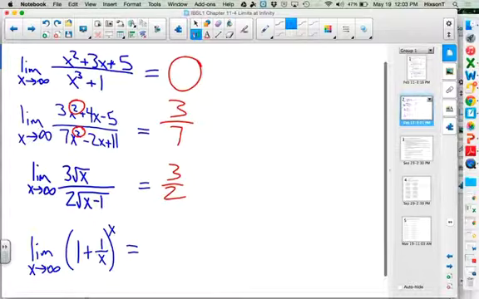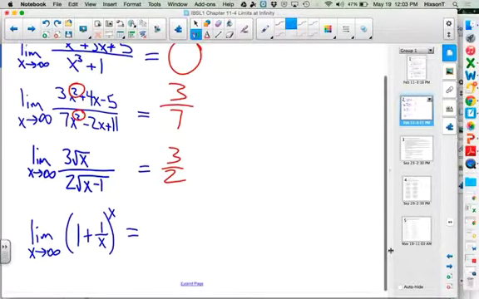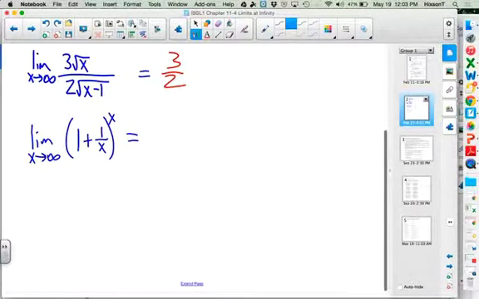Let's, 1 plus 0. Hugh, how did you come up with 1? This doesn't matter. It's 1 over x if x is infinity. So that will be near 0. So it's 1 plus 0, times x, and x is infinity. So it's 1 to the 100, 1 to the 1000, and 1 to anything is 1. So it's 1. That's right.